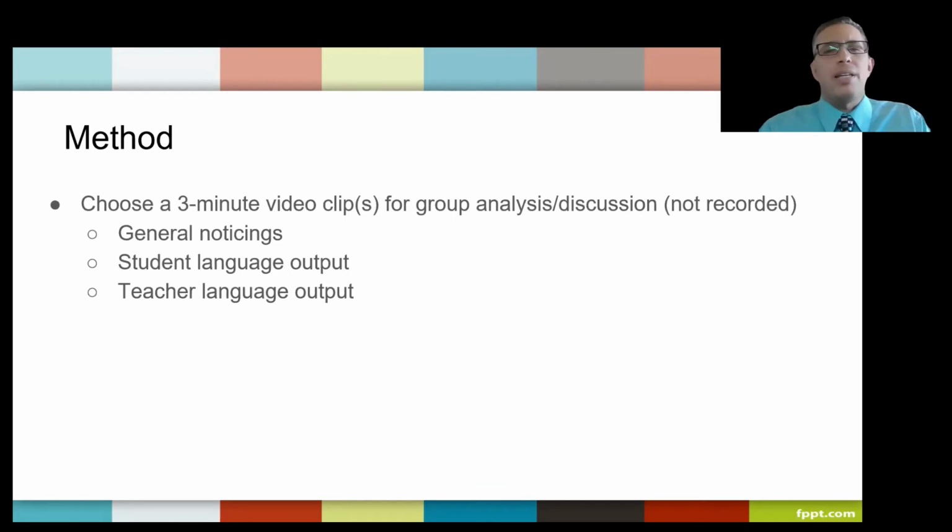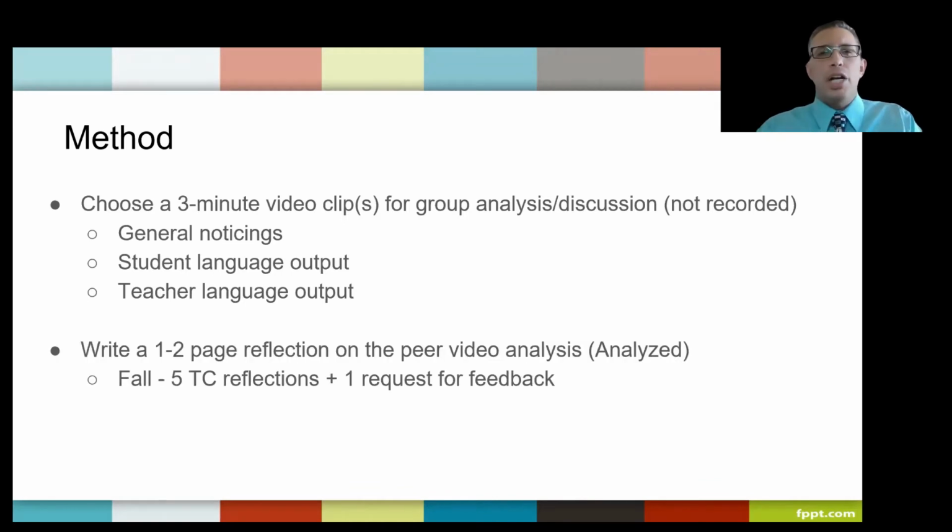But during this activity, the TC peers were asked to identify general noticings as they watched these video clips. They were asked to identify moments of student language output and teacher language output. After these discussions happened, the teacher candidate who presented their video was then asked to write a 1 to 2 page reflection, and this happened both semesters, a 1 to 2 page reflection on that video analysis that they did with their peers.